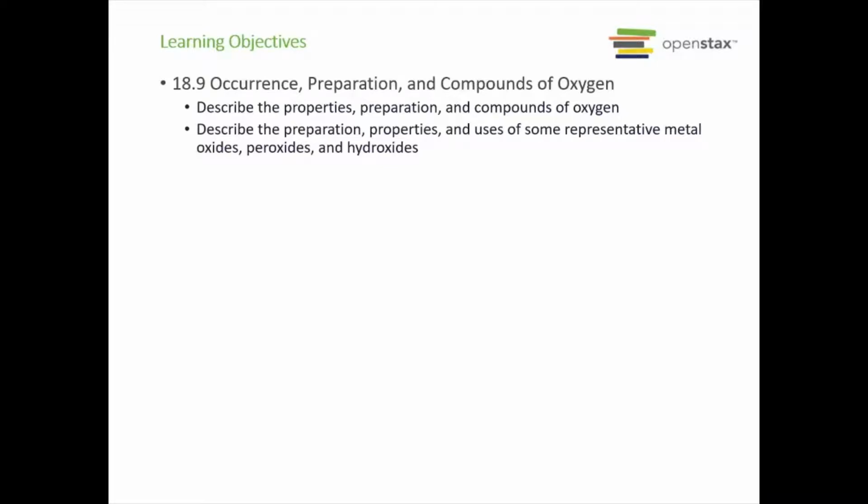Welcome back. Now we're on 18.9, occurrence, preparation, and compounds of oxygen. We're going to talk about oxygen compounds and preparation properties and uses of some representative metal oxides, peroxides, and hydroxides. This is the longest section from the chapter, so I apologize in advance. In my opinion, this should have been divided into either multiple sections or even been its own chapter by itself.